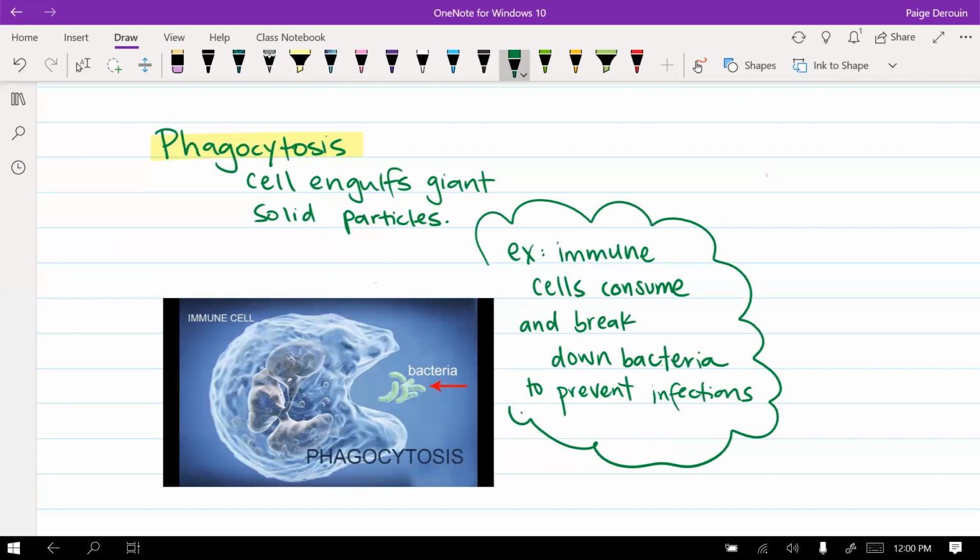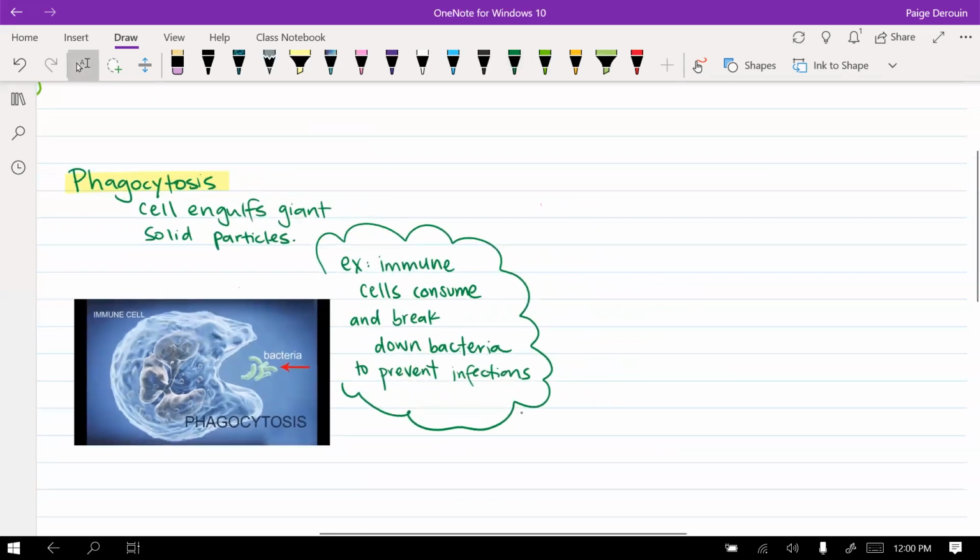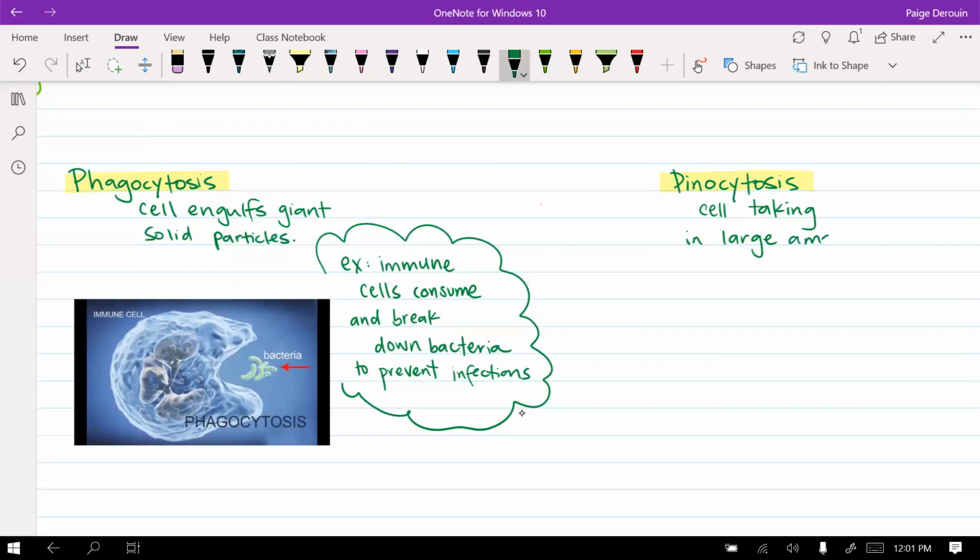And then the other type is pinocytosis. Which I'm not going to do an example of, but that is just the cell taking in large amounts of liquid. So we call this like cell drinking. And this one is like cell eating.